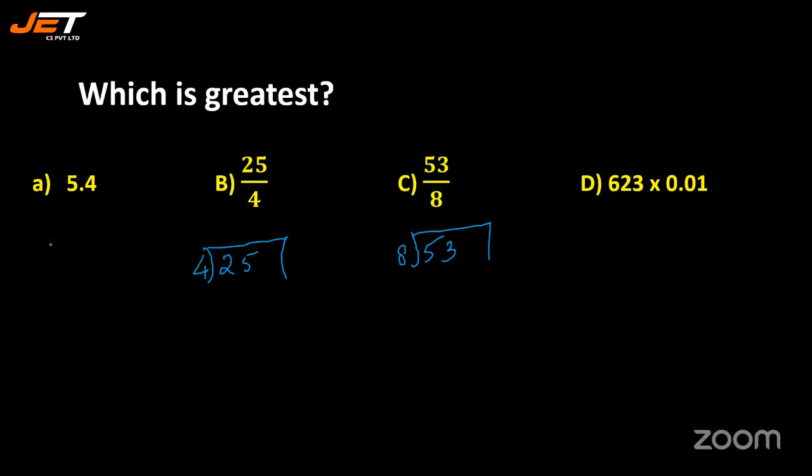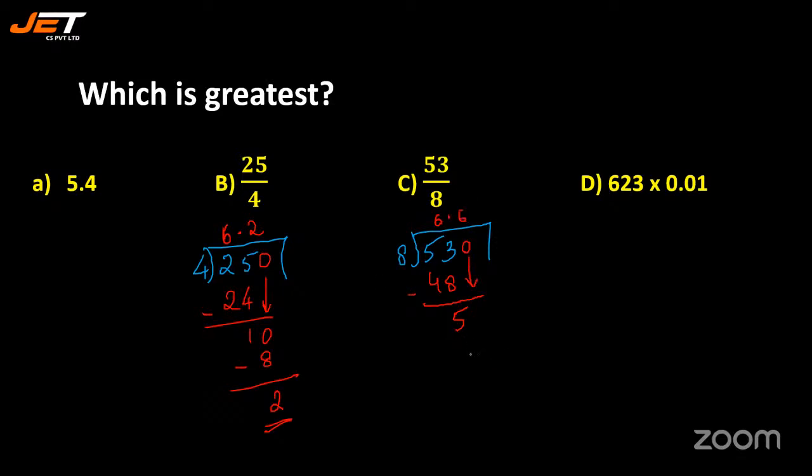All right. So here, let's see what we can do. 4 times 6 is 24, right? 1 here, putting an extra 0 and a decimal here. It's 10. 4 times 2 is 8, 2 remainder. Now 8. 8 times 5 is 40. 8 times 6 is 48. 5 here. I'll put an extra 0 again. So 8 times 6 is 48.